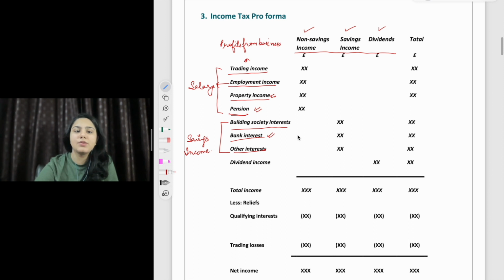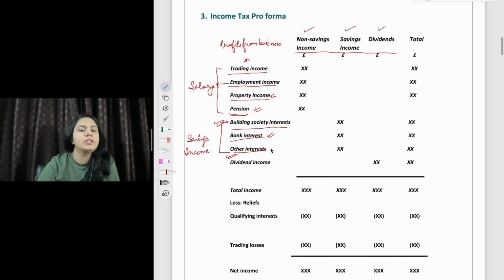Bank interest is the interest that you receive on your deposits in the savings account that you keep in your bank, such as HSBC. If someone has opened a bank account and put their money there in a savings account, every bank gives interest on the deposits every year. So that interest is also a part of savings income. Then building society interest. Now a building society is a similar organization to a bank where you can deposit your money and they will give you interest on it. It is not exactly a bank, but the structure of building societies is just like a bank where you can deposit your money and you will get interest on it.